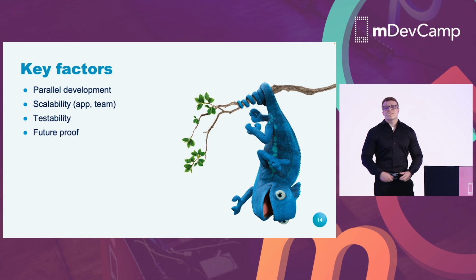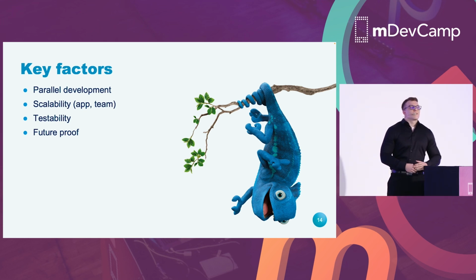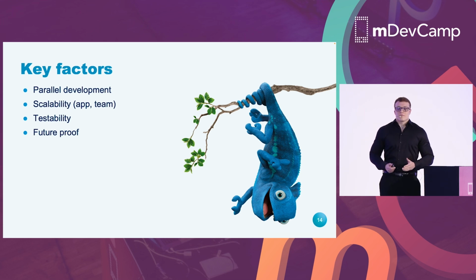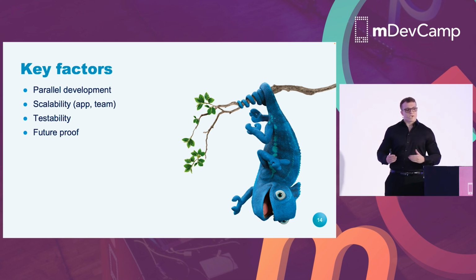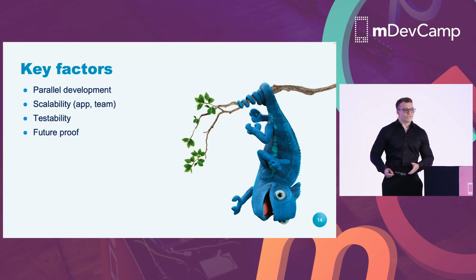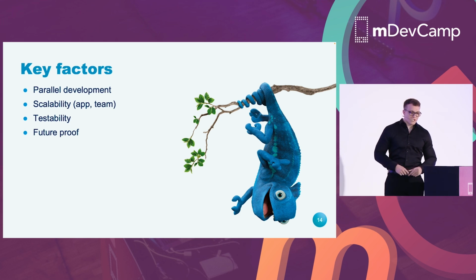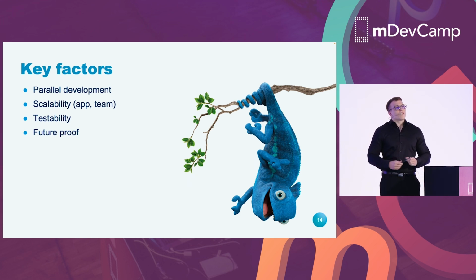There were some key factors that we had to consider during those talks. Well, we will have a big team, right? And they have to work in parallel, because we don't want to slow down the development process of other teams. There are multiple teams working on this application.